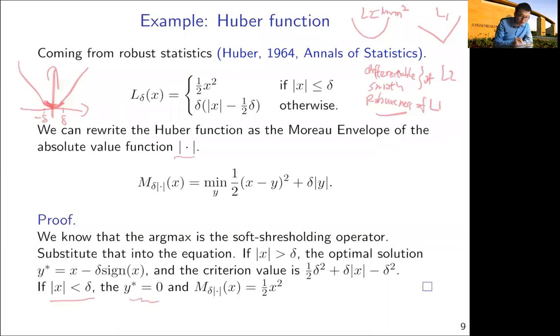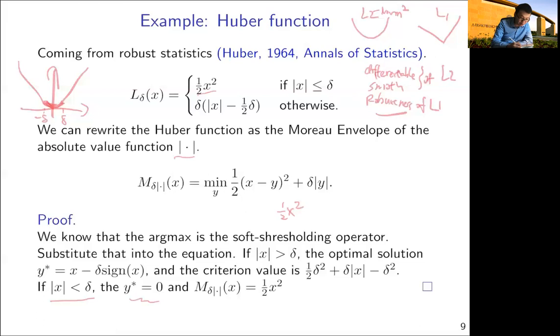And whenever x is outside the region minus delta to delta, then you are shrinking this input towards 0 by a factor of delta. Okay, so if we substitute these two back to the equation. Let's first substitute y equals 0. Then naturally we get half x squared. That gives rise to the first leg of this definition of the Huber function.